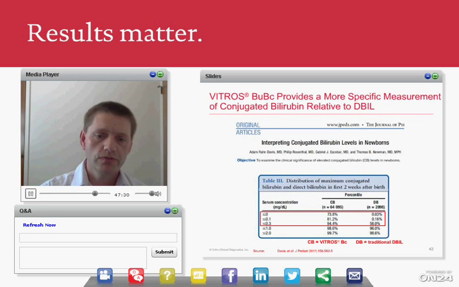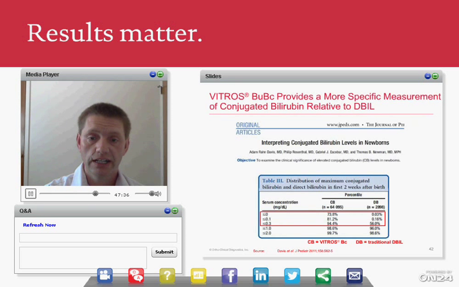So here's some data from a publication from a group at Kaiser, including actually several thought leaders in the neonatal bilirubin field, demonstrating that the VITROS BBC slide provides a more specific measurement of conjugated bilirubin relative to a standard D-bill assay. And if you just look at this table below, you see the results are pretty striking.